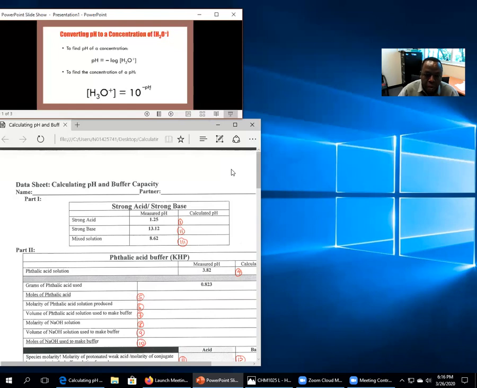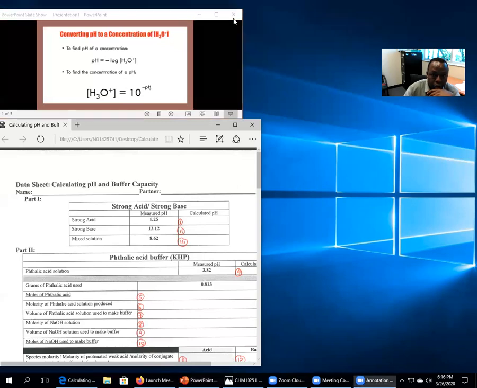And the way you find the hydronium concentration for a weak acid, you don't use this equation. Before you use the equation up here, you need to determine the concentration of the hydroxide or the hydronium.